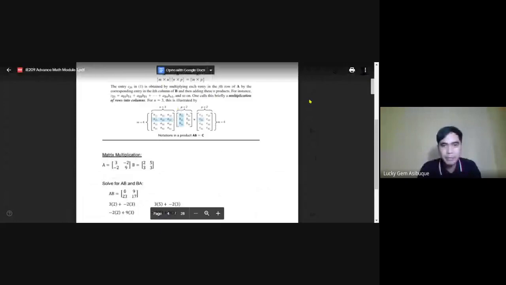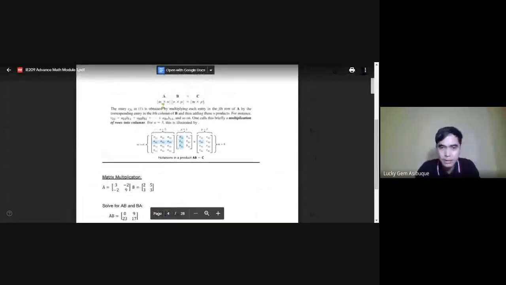Ito yung pinaka-template niya, guys. Napansin nyo, si matrix A, meron siyang m by n, column tsaka row. Tapos, kay B naman, ayan din. Kasi i-multiply natin yung row ni A sa column naman ni B para makuha si C. Ang tawag dito, guys, is multiplication of rows into columns. Kung ano yung unang given, kung ano yung rows niya, per row yun i-multiply natin doon sa per column naman ng pangalawang matrix.